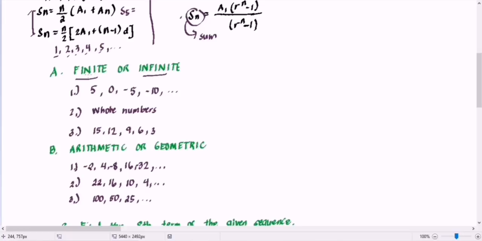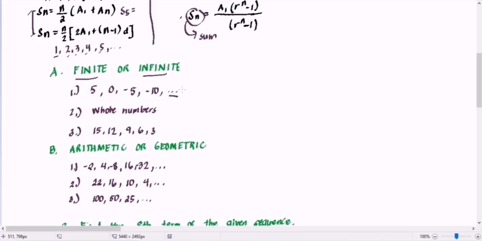Kapag finite, ito yung una, ibig sabihin yung sequence natin ay may end. Okay? Ibig sabihin natapos. Pag sinabi natin infinite, yung sequence natin ay hindi natatapos. Kaya nga siya infinite, from the word infinity. So look at this, number 1, malalaman nyo kung infinite or finite yan, depende sa binigay na sequence. So ito 5, 0, negative 5, negative 10. Then kung makikita nyo may dot, dot, dot, ibig sabihin yan ay continuous pa yung terms natin.